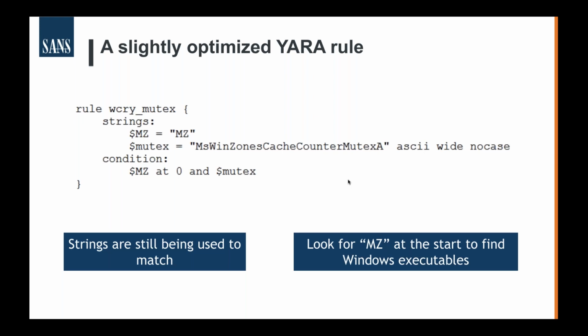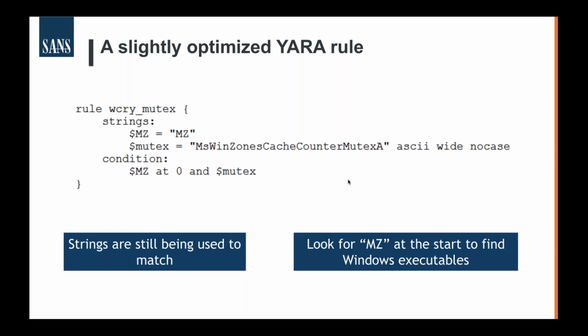On the $mutex, the additional keywords that we have are ASCII, wide, and nocase. Here we've optimized the way that we match the strings. We're looking for both ASCII strings, hence the ASCII keyword, wide for Unicode strings, and finally nocase to make it case insensitive. So those are small additions that we add on top of the YARA rule to make them work better. This is of course not yet a perfect rule, it's even far from that, but it gives you an idea on how you can further optimize.